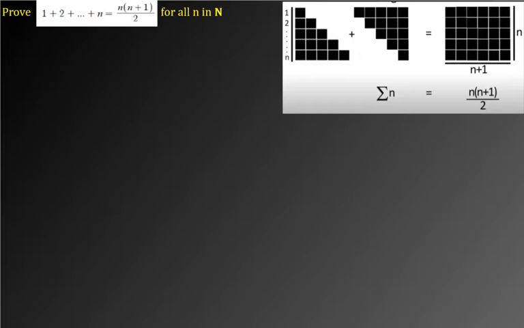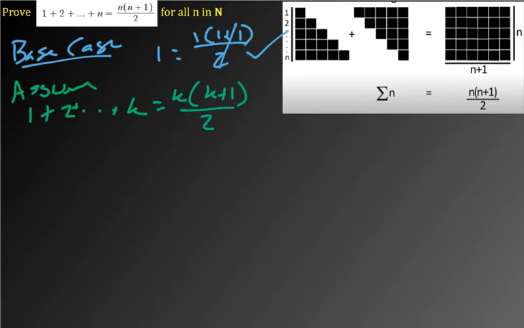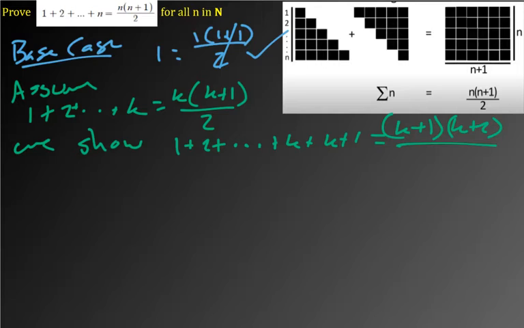And to prove it, it works very similar. So base case, 1 equals 1 times 1 plus 1 over 2. And that is true, because this cancels. And yes, that's good. So now I'm going to assume 1 plus 2 plus ... plus k equals k times k plus 1 over 2. And we show that 1 plus 2 plus ... plus k plus 1 equals k plus 1 times k plus 2 over 2. I'm just adding 1 to everything in there.